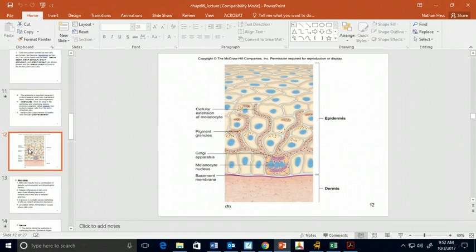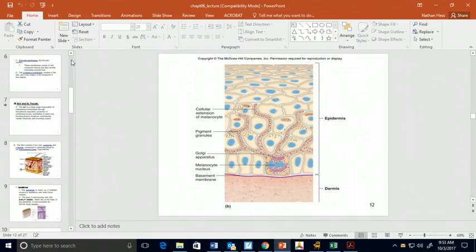Here's a picture showing that these cells down here are the ones that are actually dividing. As they divide, they push the old cells up, and they keep pushing them up. They divide, push up, divide, push up. Soon enough, these cells up here are totally flattened out and have no life in them at all. They're dead cells, and eventually they slough off. Does that make sense?